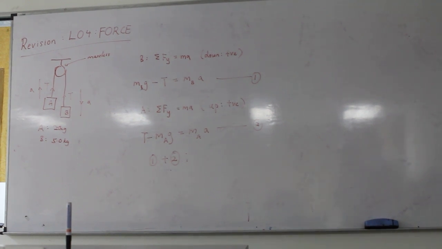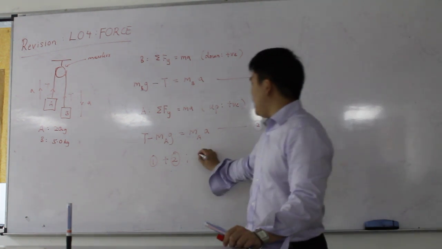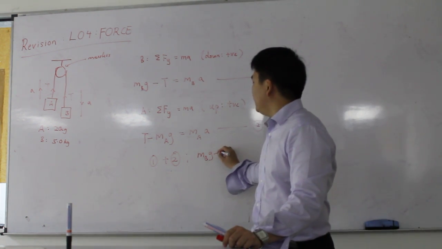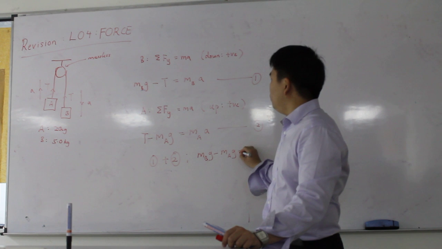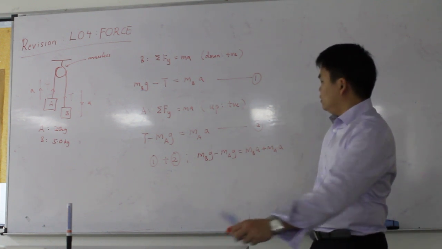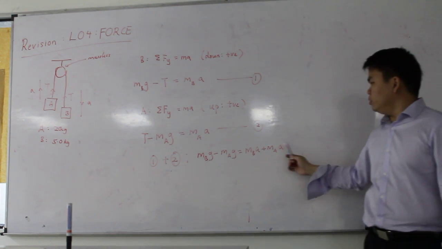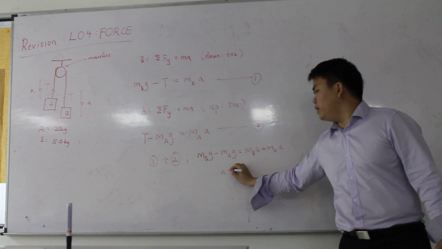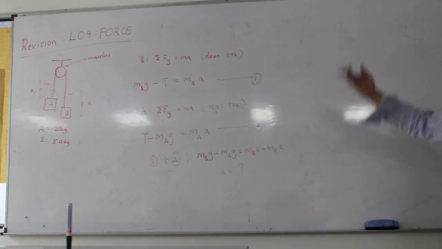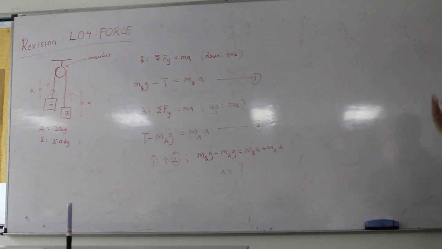Let me continue. So this one, equation 1 plus equation 2, then is MBG minus MAG equal MBA plus MAA. So if the mass of A and B are given, then you can solve and you can get the value of A. And this is the typical way to analyze a question that is related to string or even spring.